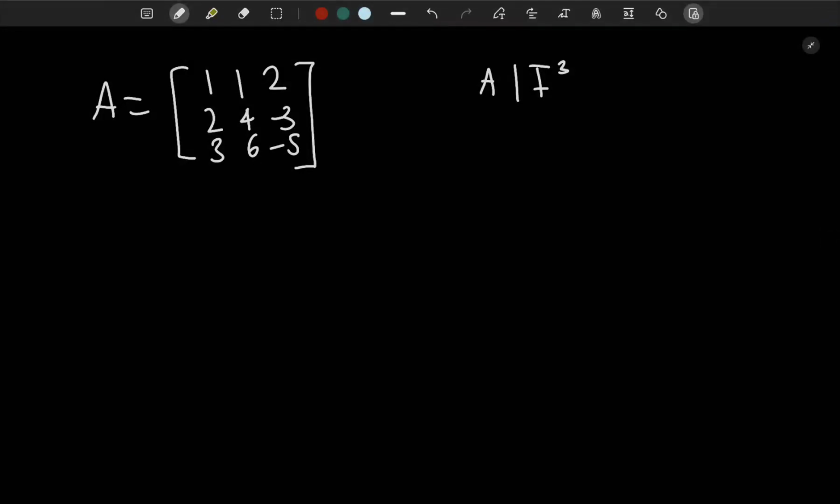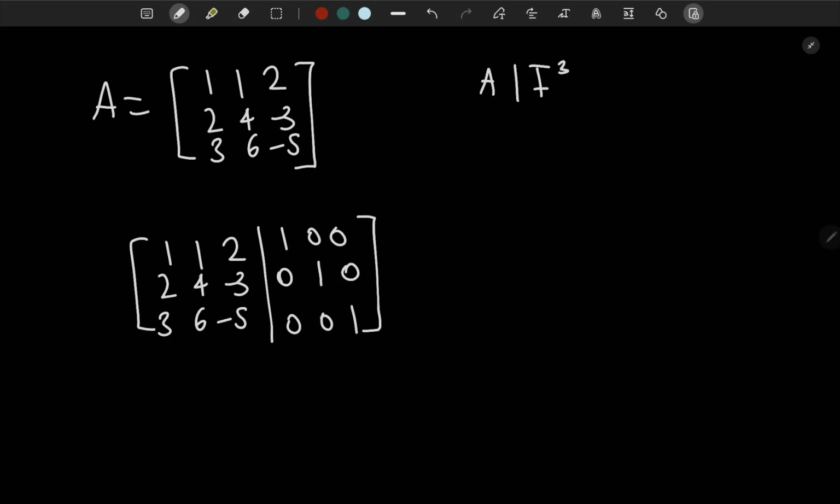So in this video, we'll be finding the inverse of a 3 by 3 matrix. So the first step we have to do is write the matrix in augmented format with the identity matrix. So let's do that right now. So this is the augmented format with the identity matrix on the right side.